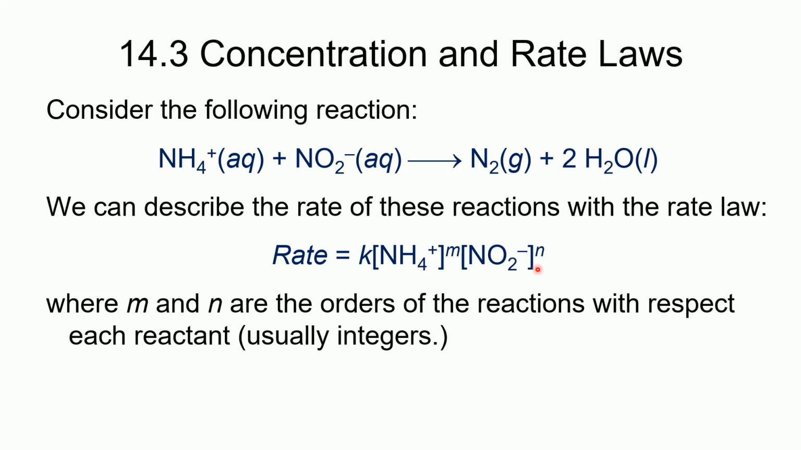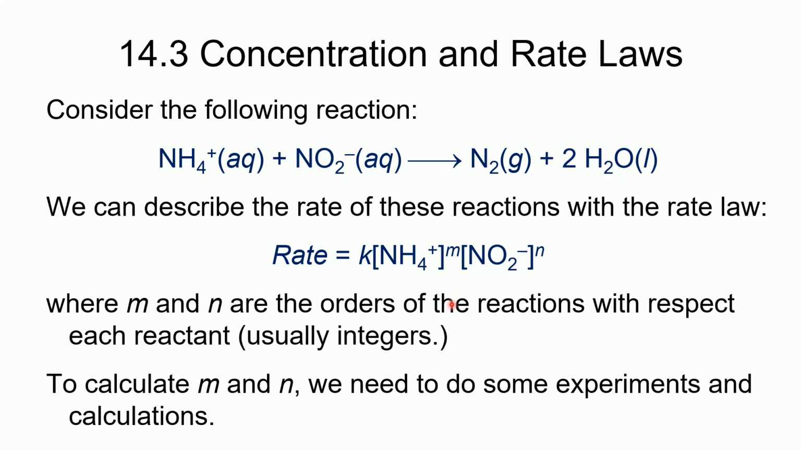M and N are the orders of the reaction with respect to each reactant, or we usually call it the order in. So we'll say, is this reaction first order, second order, whatever. We will find that M and N, those orders, the exponents, are usually integers. Now, there are some unusual cases where they are not integers, and we're actually going to see one of those towards the end of the chapter. However, most of the time, it should be an integer.